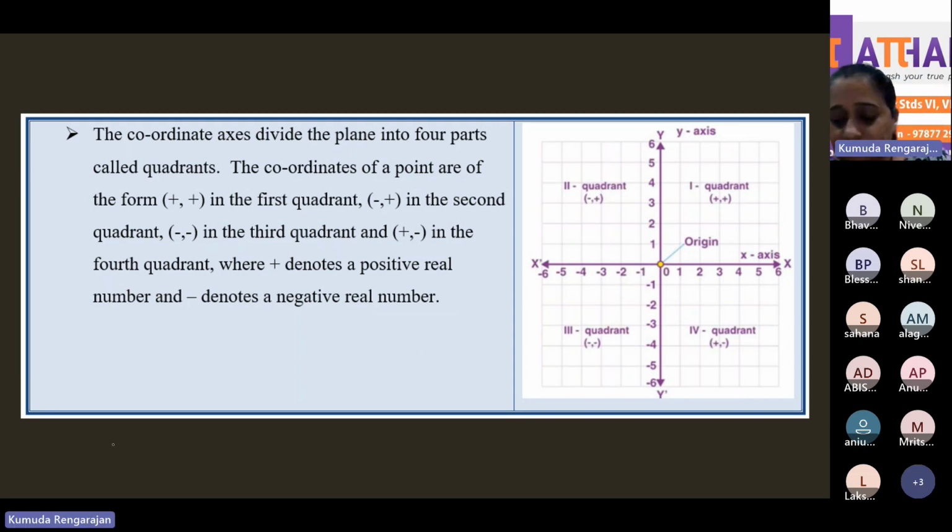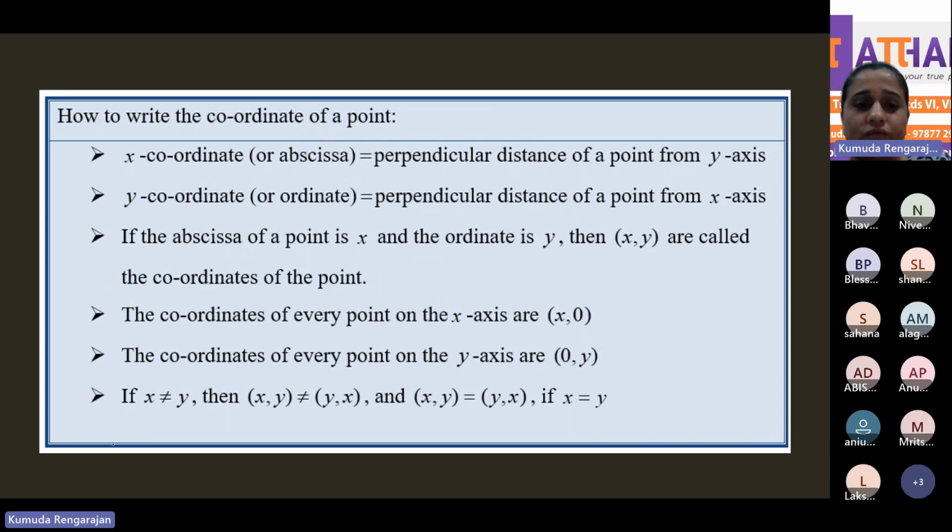So I think with that we come to the end of the introduction or the theory part of this chapter. And this theory part is important to understand the further part of this chapter. That is, when we get into the exercises, when we have to answer questions, this is very important. You need to understand this clearly to answer the questions.